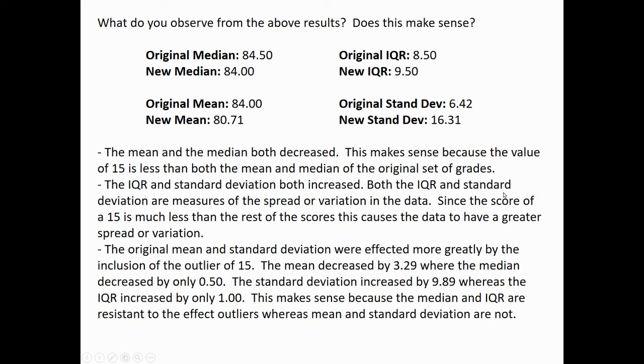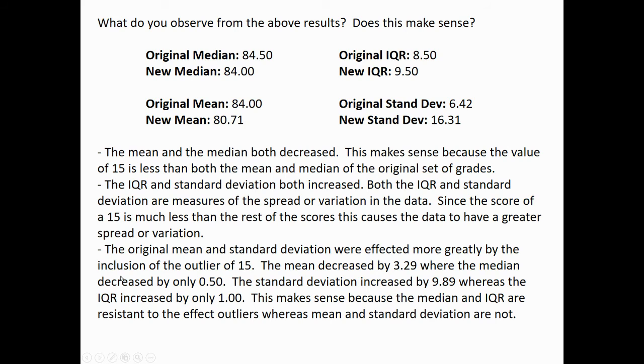IQR and standard deviation both increased. Both the IQR and the standard deviation are measures of the spread or variation in the data. Since the score of 15 is much less than the rest of the scores, this causes the data to have a greater spread or variation.